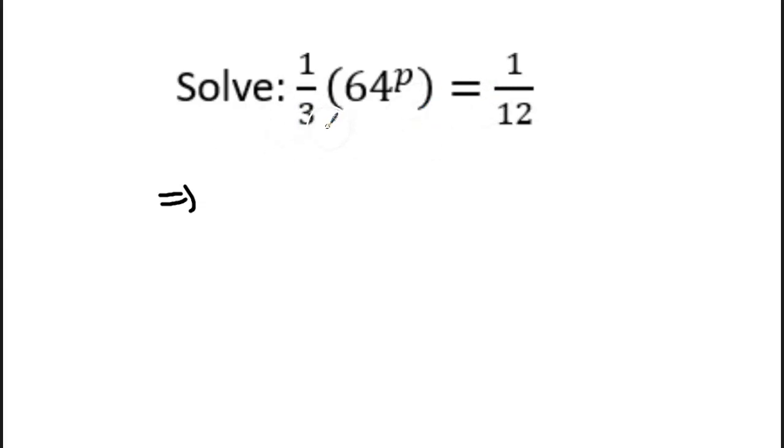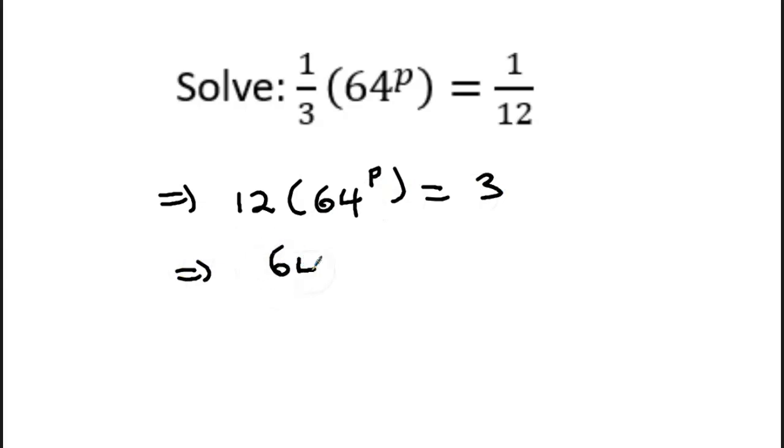Someone will say, why not LCM? You can also do that. Okay, so let's do cross multiplication. So we have 12 times 64 to the power p is equal to 3. We are interested in this, so we can divide both sides by 12. So 64 to the power p is equal to 3 over 12.